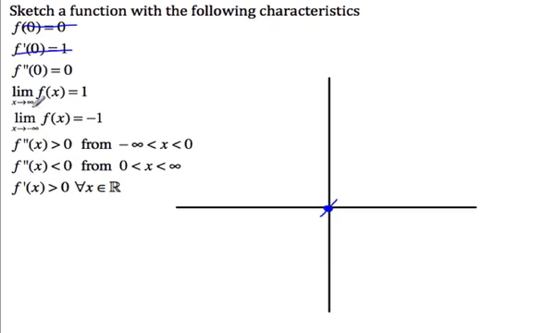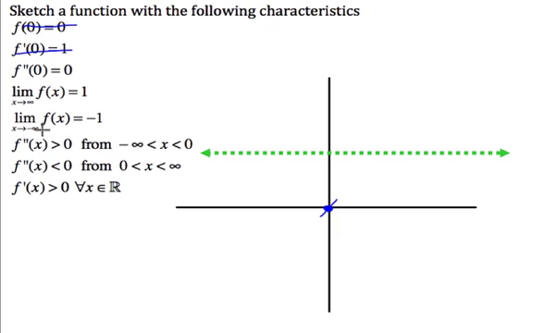Okay, so the limit as x approaches infinity of the function is 1. So this is saying as x gets really big, the y value is 1, or at least is approaching 1. It's getting infinitely close to 1. So that's called a horizontal asymptote. So the function's getting really close to 1 when x gets really big.